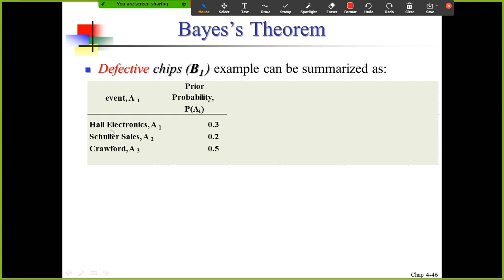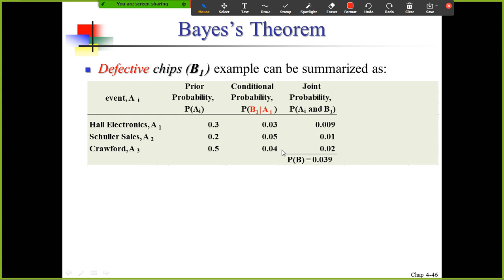So this is event A1 from Hall, A2 from Schaller, A3 from Crawford. Prior probability: 30%, 20%, 50%, together 100%. Based on experience, among supply from Hall, 3% not working. Among supply from Schaller, 5% not working. Among Crawford supply, 4% not working. So the prior probability and the conditional probability, when we multiply prior and conditional, we get joint probabilities.